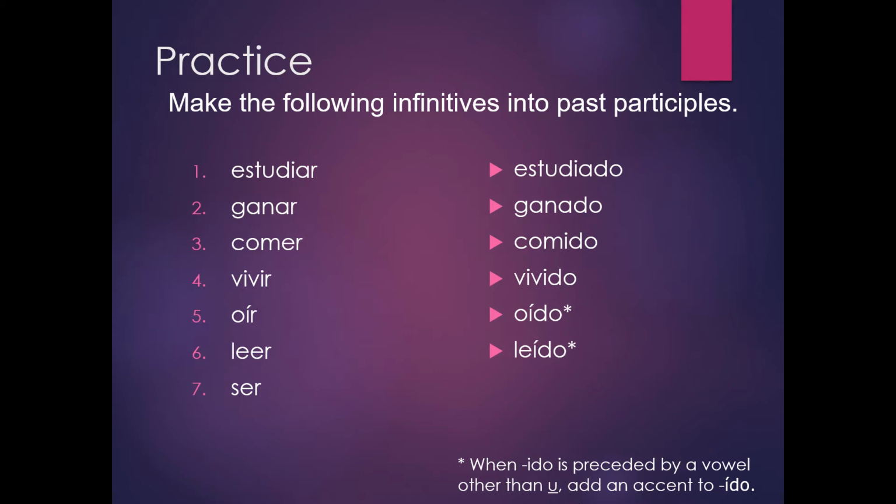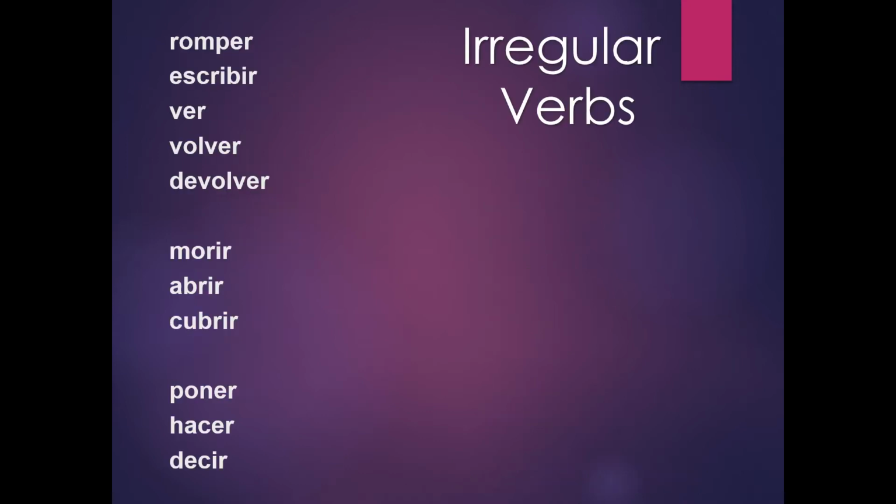Ser is not irregular in the past participle, believe it or not. The past participle is simply sido. However, there are many irregulars in this form. Here is a list of some of the verbs that are irregular in the past participle. Let's practice. Romper, roto. Escribir, escrito. Ver, visto. Volver, vuelto.